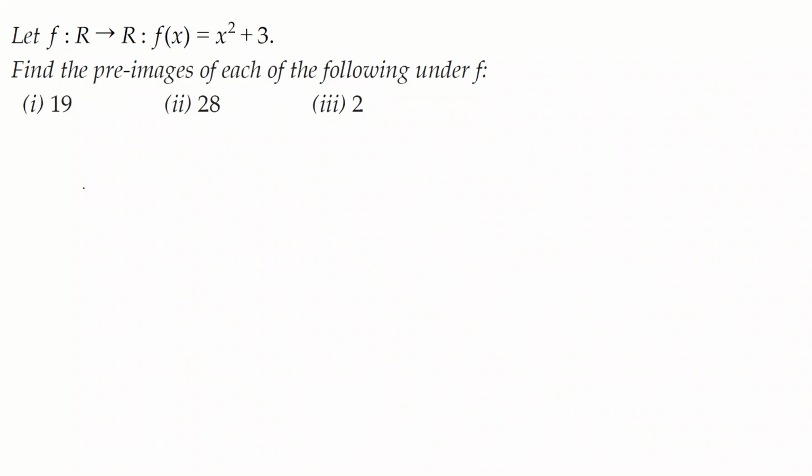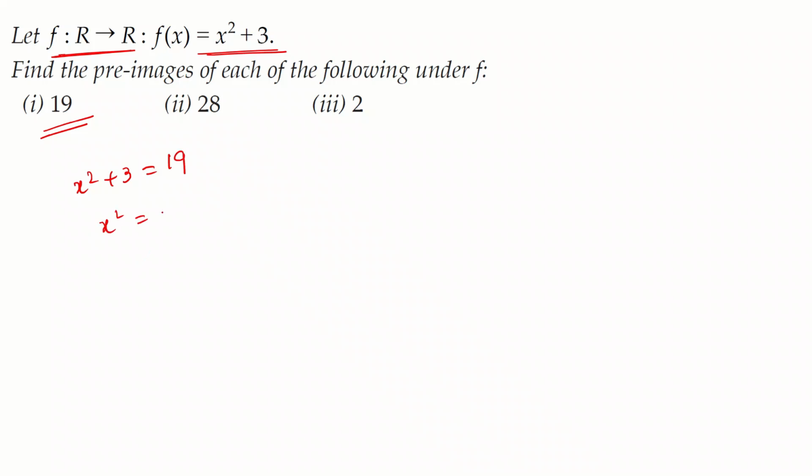Okay, now you're given that f is a function from the real line to the real line, that means real numbers to real numbers, and f(x) is given to be x squared plus 3. Find the pre-images of the following. So you have to find the pre-image of 19. As already discussed, for finding the pre-image, you just find out that value of x that gives you 19, so that gives the value of f(x) to be equal to 19.